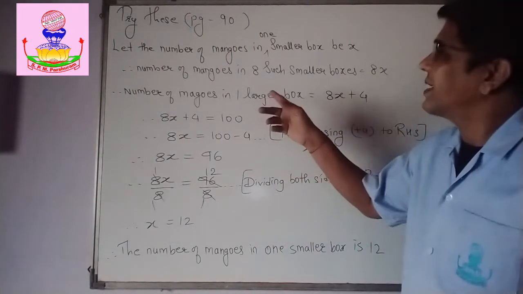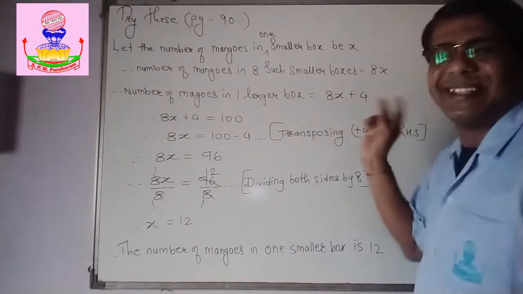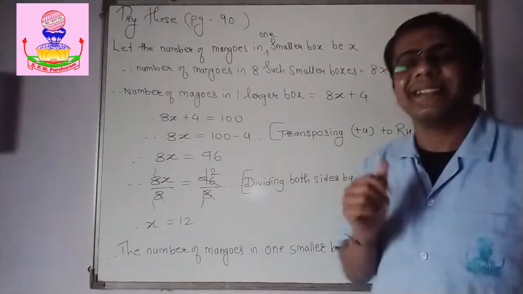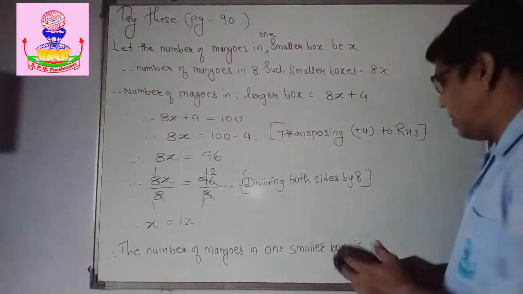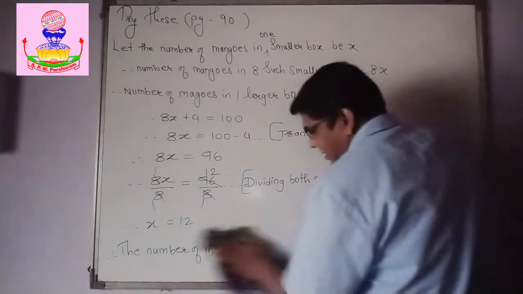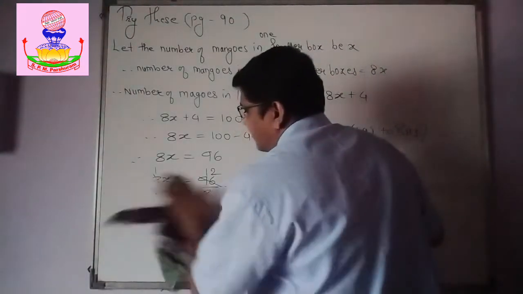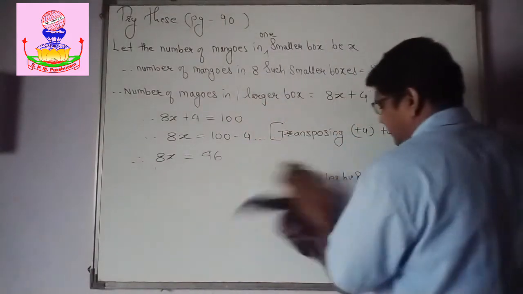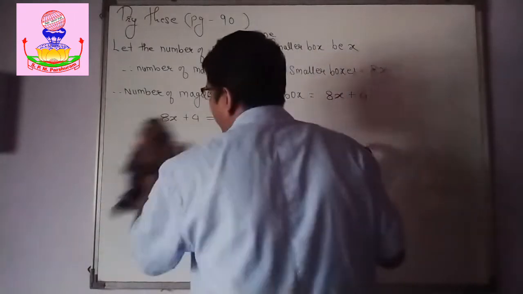You can check it, cross check. Okay, put here 12 eights are 96 plus 4 is 100. That means our answer is, yes, exactly, it is correct. Okay, so in this way we have solved all the try these. Now let's move further.